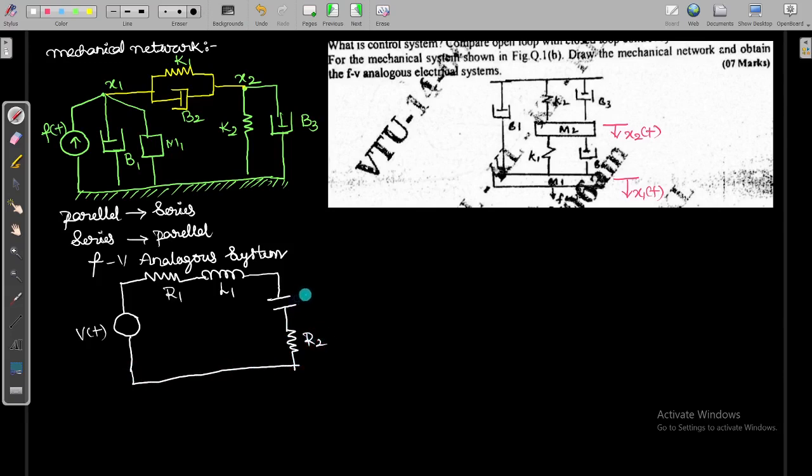So R2 and C1. After that, for X2 displacement, there are two elements: one is the spring constant, another is the damping constant. In place of the spring constant we can take the capacitor, and in place of the damping coefficient you can take the resistance. The names will be R3 and C2. Like this, you can draw the electrical equivalent network for the FV voltage analogous system. That is the problem given in the previous question paper.